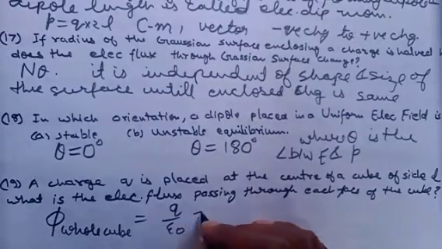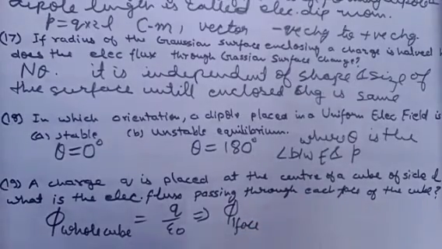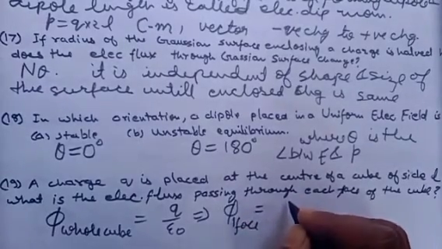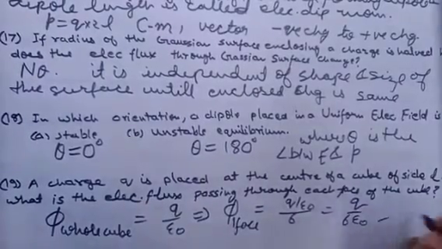But for one face, we know there are 6 faces in a cube, so we will divide it by 6. So Q by epsilon naught upon 6, that is Q by 6 epsilon naught.